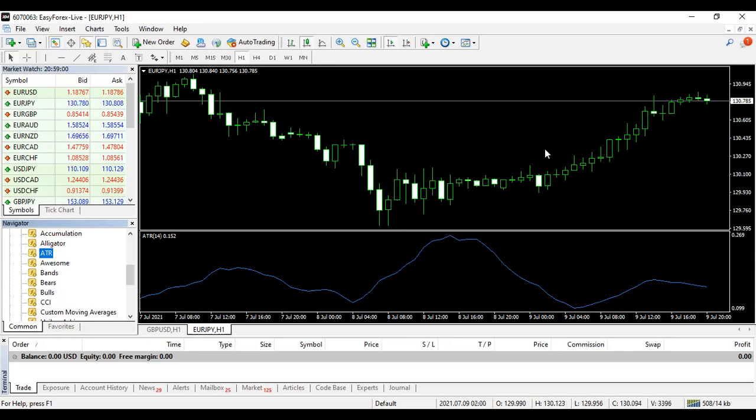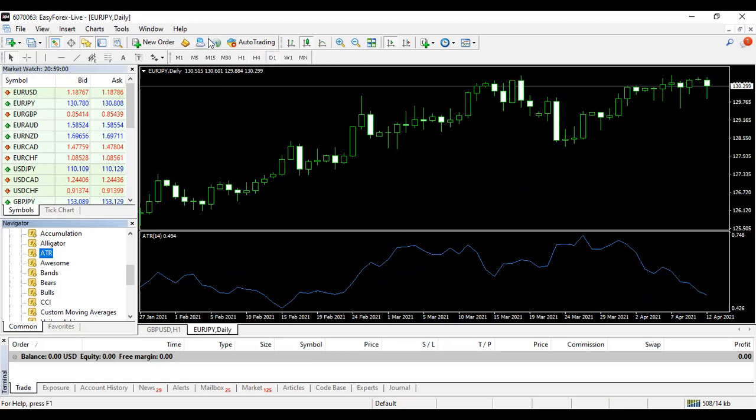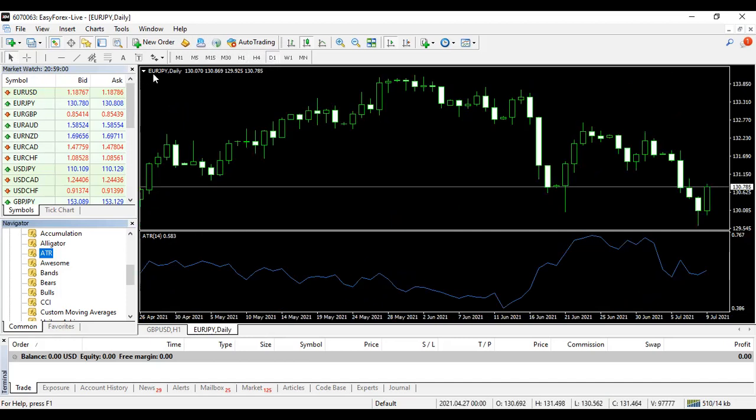Now, this indicator does its own calculation, depending on what time frame you are using it. If you are using it on daily time frame, for instance, this is the daily time frame of Euro JPY. What this indicator does on daily time frame is this. Come to this session and look at the figures.